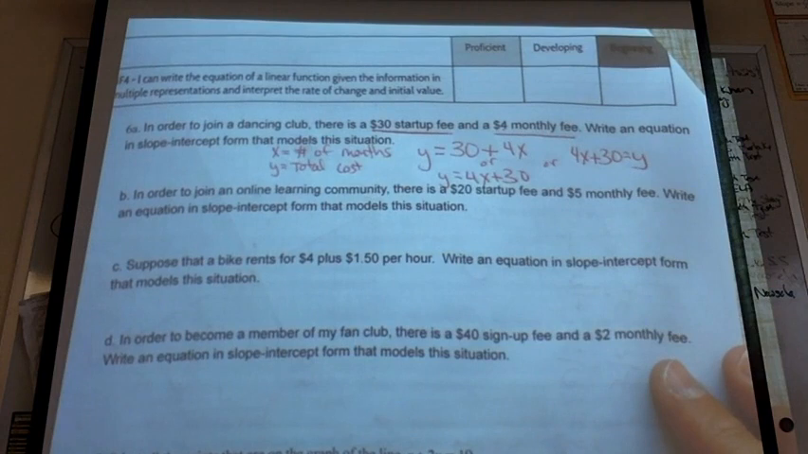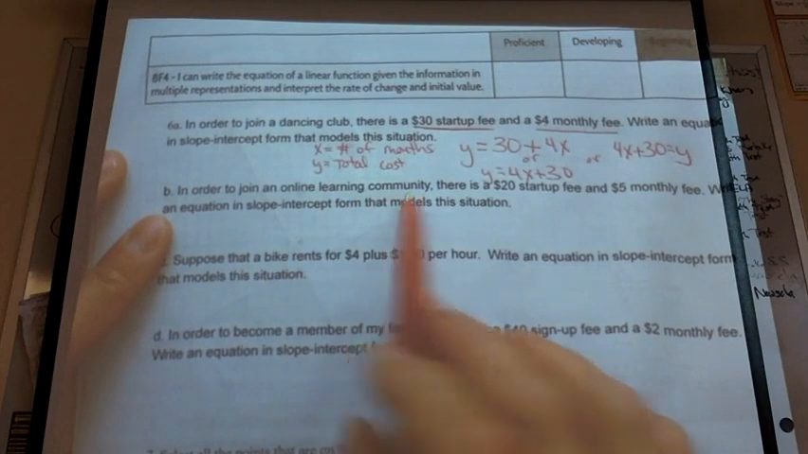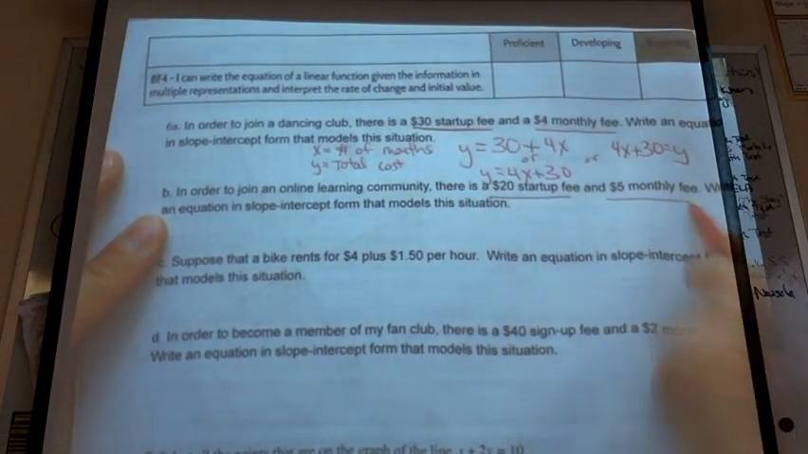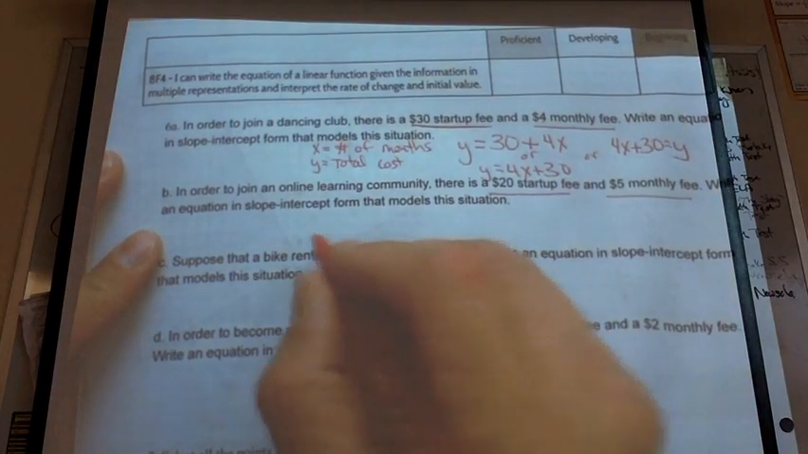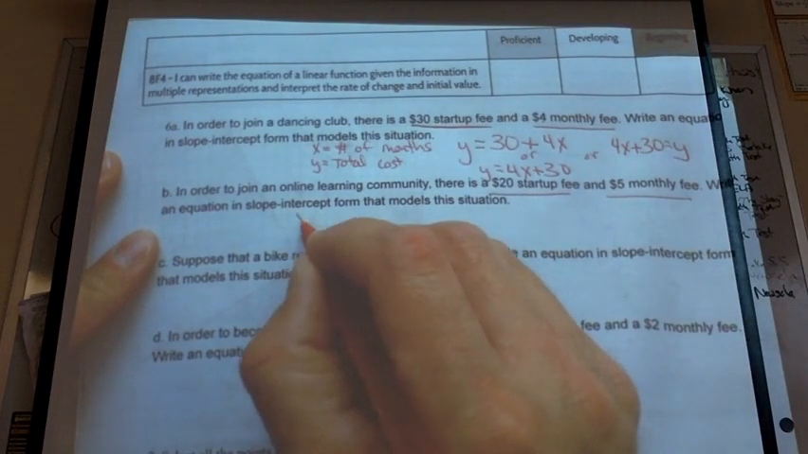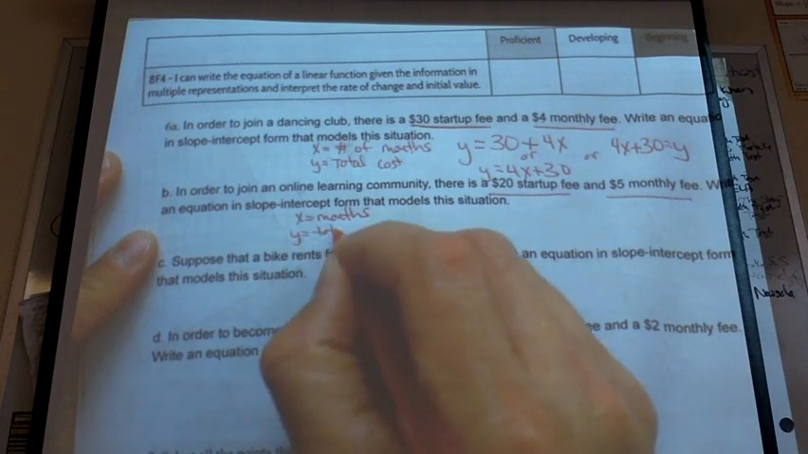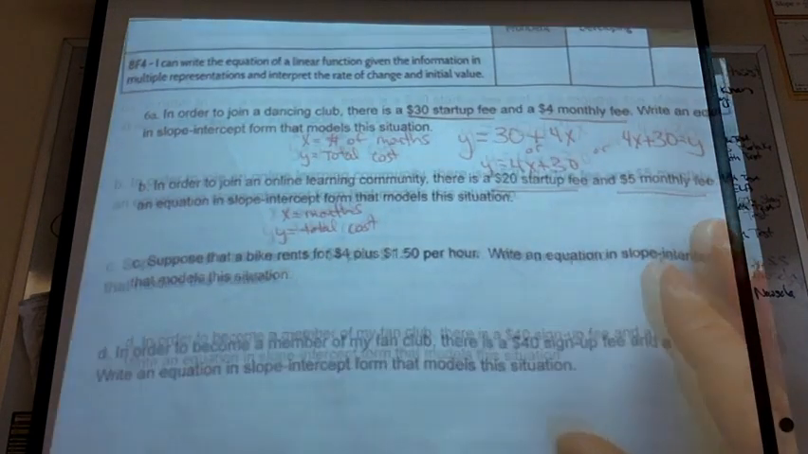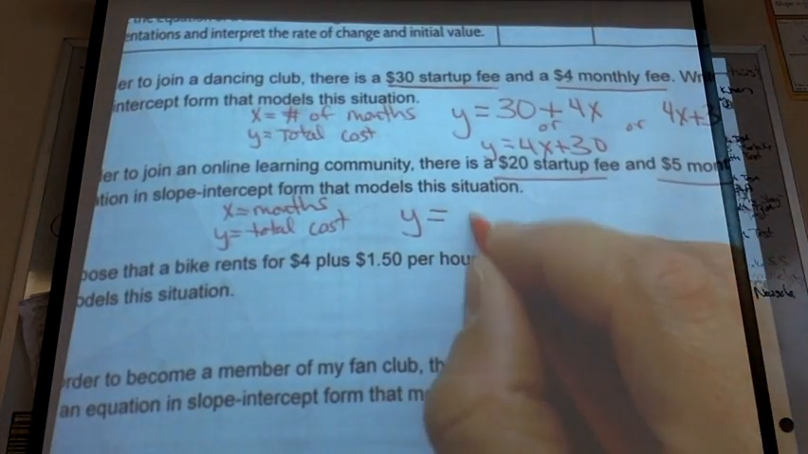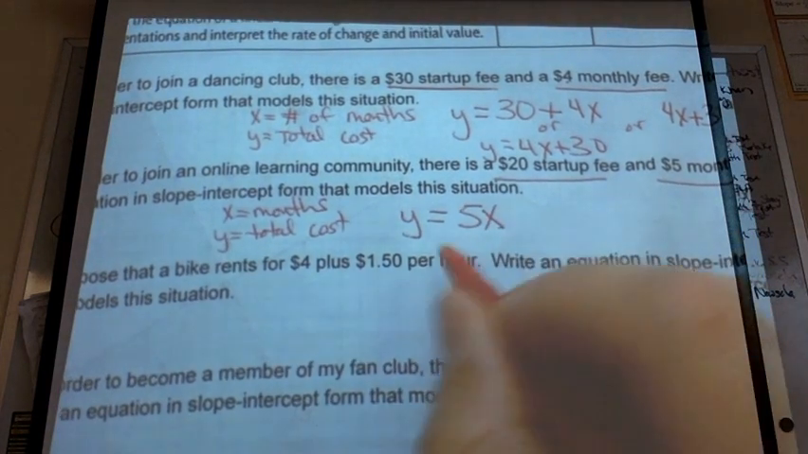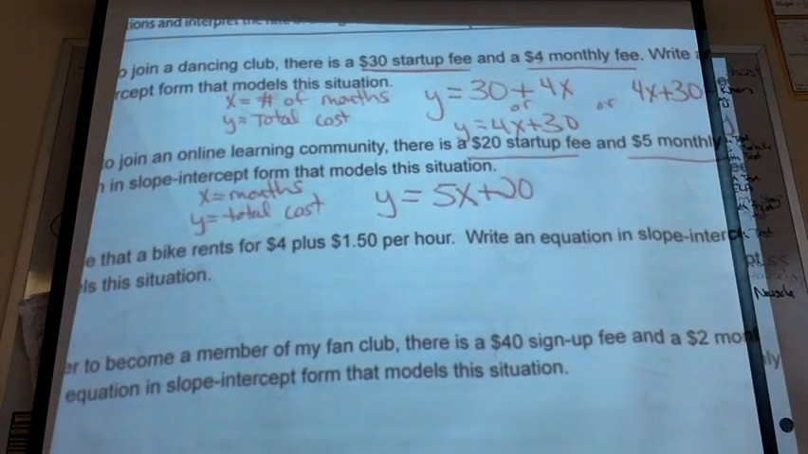Number 6B. It says in order to join an online learning community, there's a $20 startup fee and a $5 monthly fee. Write an equation, slope-intercept form that models the situation. So this one, I'm going to write x is the number of months, y is total cost. Total cost equals $5 per month, so 5x, $5 times the number of months, plus the $20. That would be our equation.